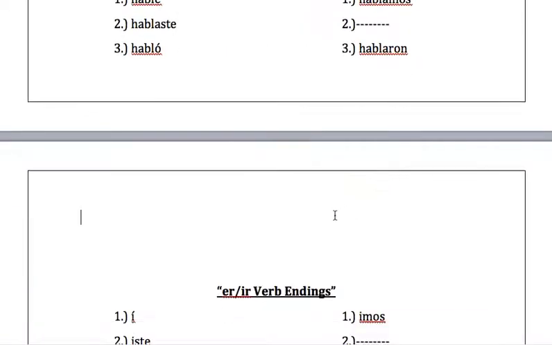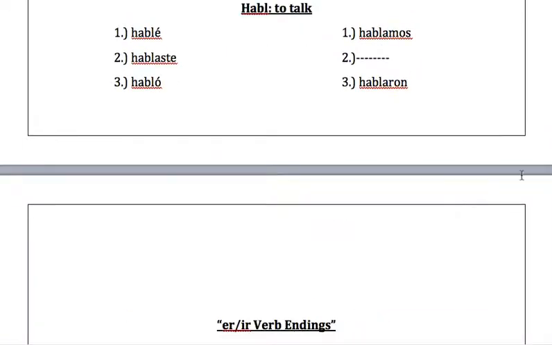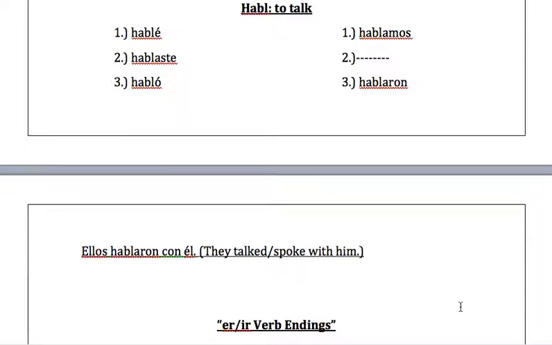So if we were to take that and actually put it into practice, what it would look like would be: ellos hablaron con él. And as you guessed, this is the past tense. In English, you would say they talked, or you could say they spoke with him. Okay? We'll look at another example here.